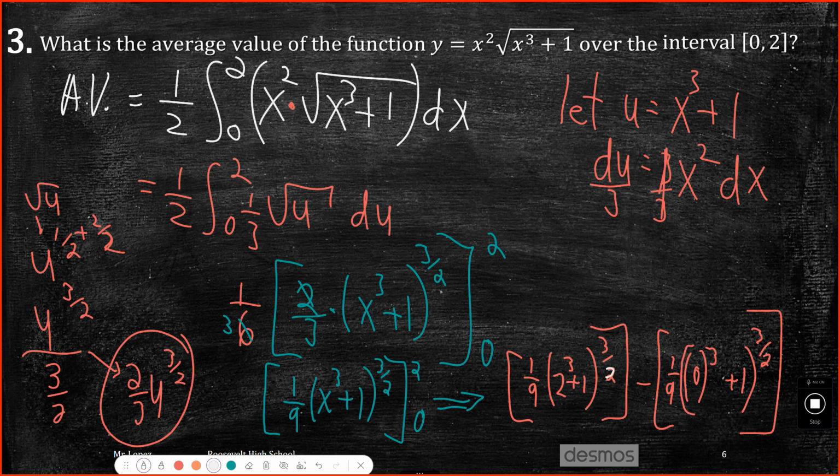We're doing the square root. You guys understand? I don't want to be doing so much. Square root of 9 is 3. 3 to the 3rd is 27. 1/9 of 27. So this part is 3.